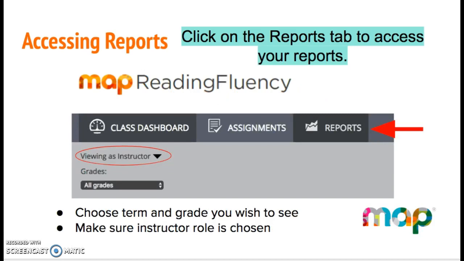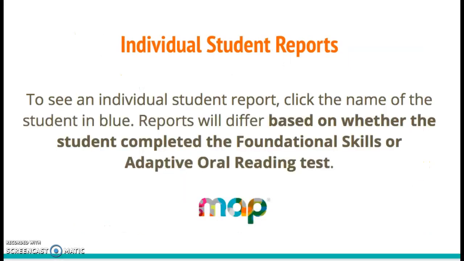After logging into NWEA MAP, click on the Fluency tab on the left. Once you're directed to the Fluency page, make sure the instructor role is chosen. From this screen, you may choose the Reports tab at the top right of your screen to review your reporting options. To see an individual student's report, click the name of the student in blue. This is a hyperlink that will take you to a new page.